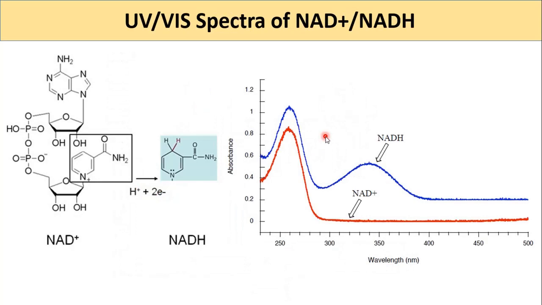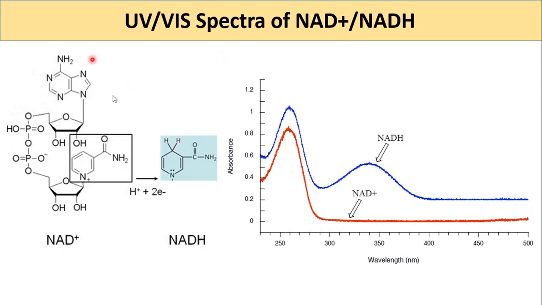We see another example which is a very important molecule in biological systems, that is NAD plus and NADH. Now why is this example important? Because doing UV visible spectroscopy of NAD plus and NADH is very important to learn about so many different types of metabolic pathways. So I give you the example.